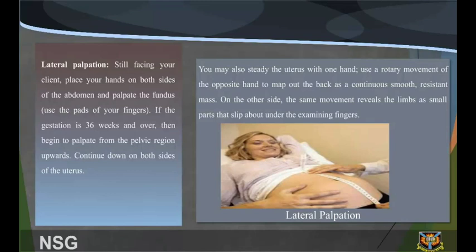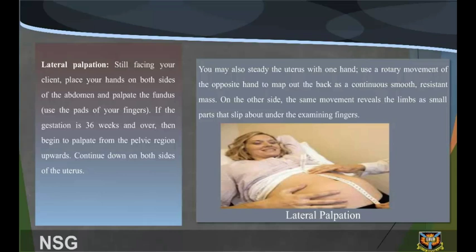Lateral palpation. Still facing your client, place your hands on both sides of the abdomen and palpate the fundus. Use the palmar parts of your fingers. If the gestation is 36 weeks and over, then begin to palpate from the pelvic region upwards. Continue down on both sides of the uterus. You may also steady the uterus with one hand.